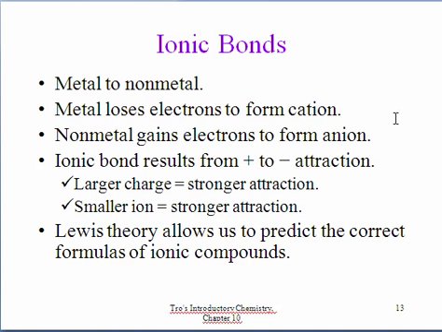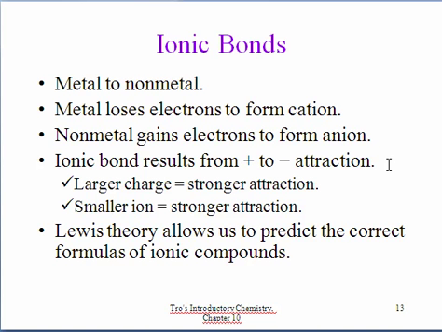And the way we're going to think about this is that the electrons that the cation loses go to the anion. So this would be an example of a redox reaction. One substance loses electrons and another substance gains them. The ionic bond results from the positive and negative attraction. Unlike charges attract one another.